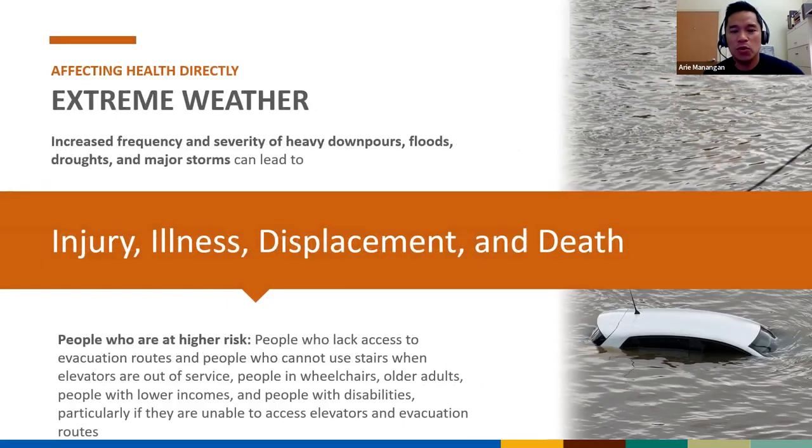Climate change is also affecting extreme weather. Increased frequency and severity of heavy downpours, floods, droughts, and major storms can lead to injury, illness, displacement, and death. Individuals most at risk to extreme weather include people who lack access to evacuation routes, people with disabilities, those in wheelchairs who can't use stairs, older adults, and people with lower income. Next slide, please.